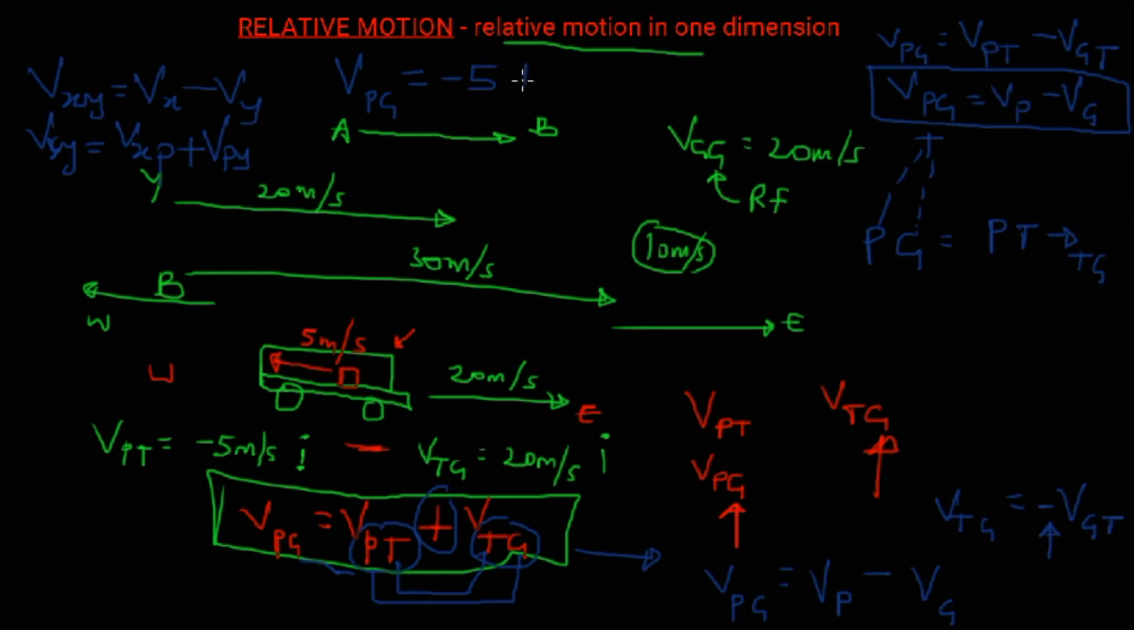Plus the relative velocity of the train with respect to the ground, that's just 20. So it means that the relative velocity of the person with respect to the ground is positive 15 meters per second. You can either use this formula this way, or you can use it that way. Just be able to define your terms. That's just the key.